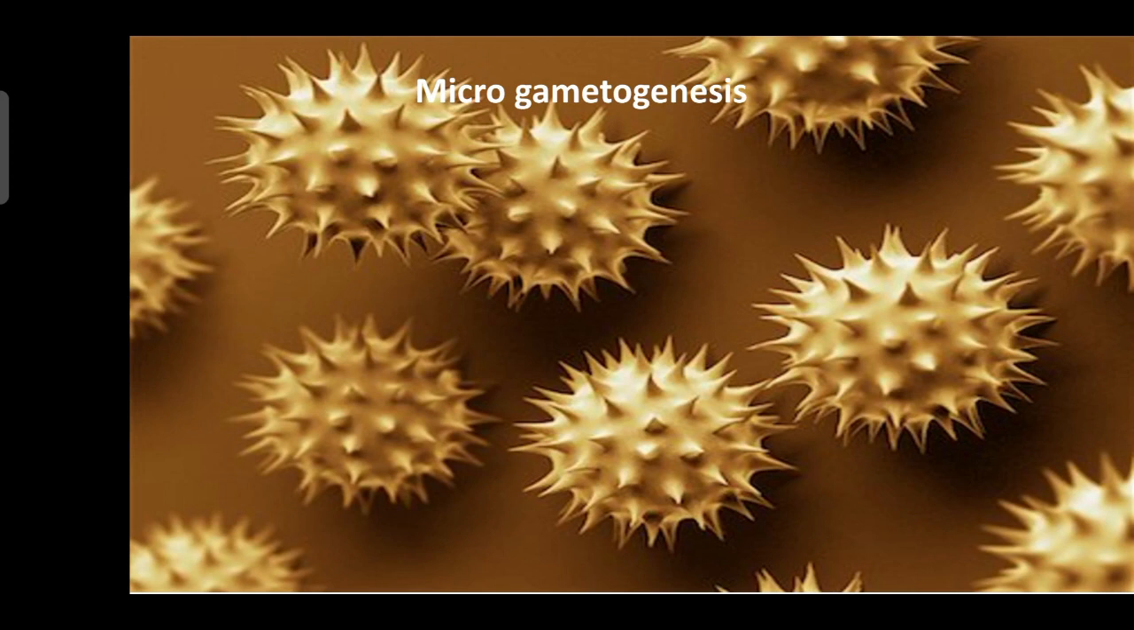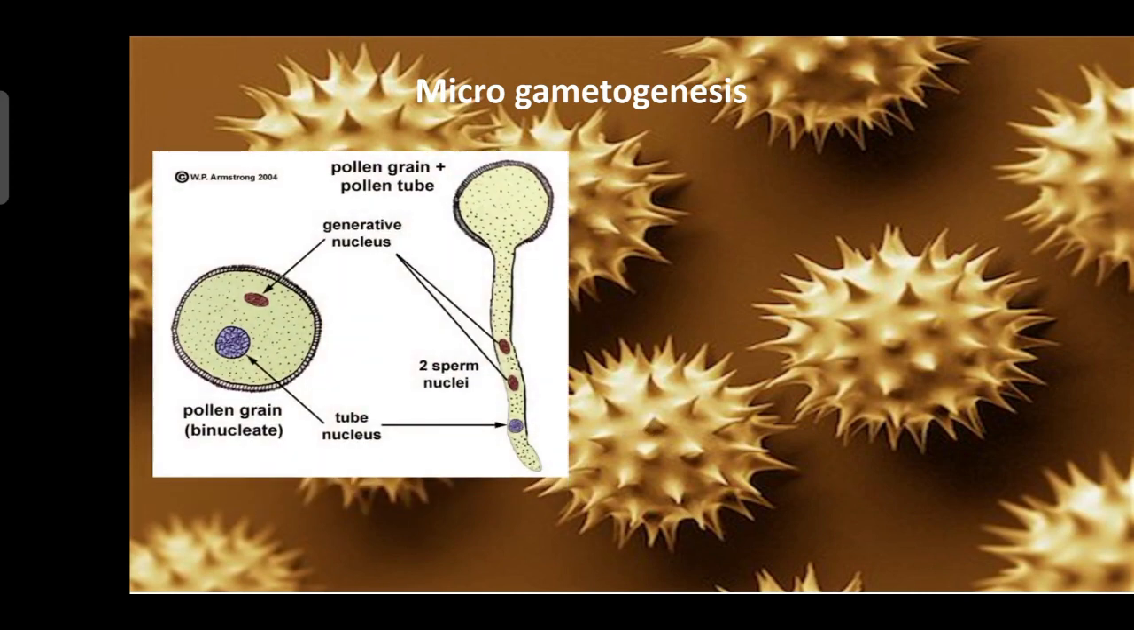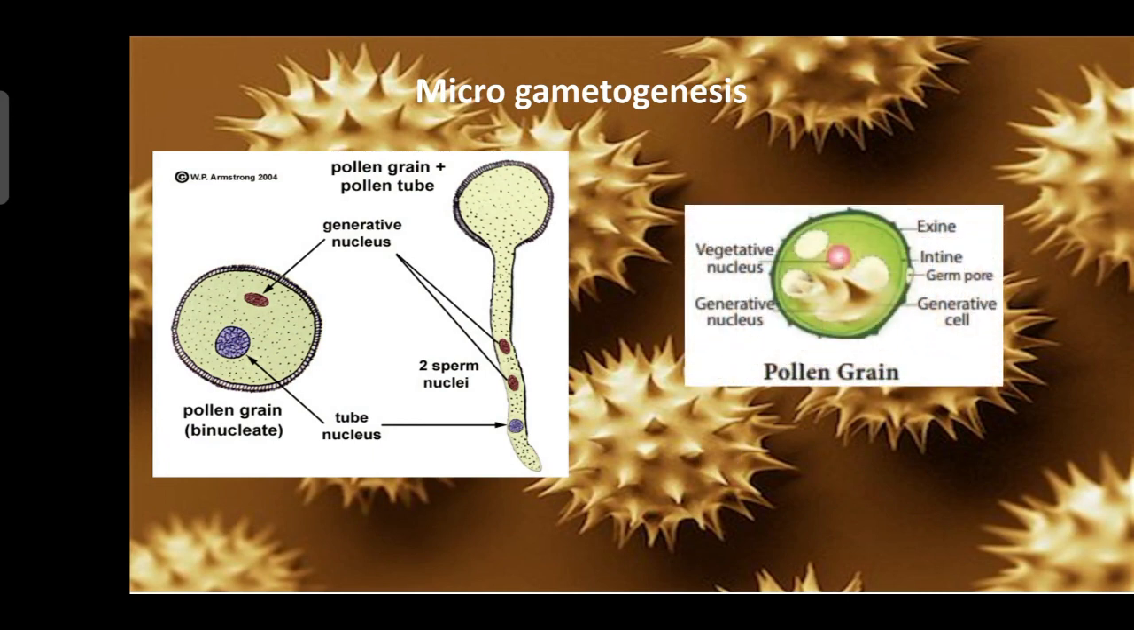How are gametes produced here? The generative cell divides mitotically to produce two male gametes. The microspore divides mitotically to produce two unequal sized cells, the large vegetative cell and the small spindle shaped generative cell. Therefore, the microspore carrying the two cells is said to be a pollen grain.